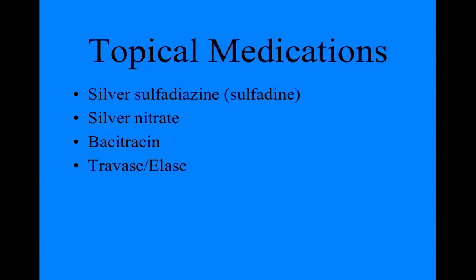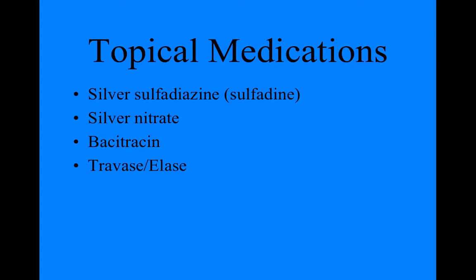So a topical medication is applied once or twice daily, and then they are always covered with dressings. The most common one is silver sulfadiazine, or Silvadene, is what you might have heard. That's effective against Pseudomonas. Silver nitrate is very useful for surface bacteria. It will stain the wound black, so you have to know what you're using and know what to expect. But you might use that.